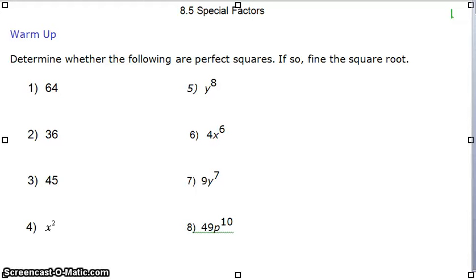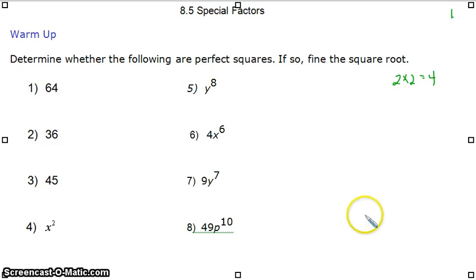Okay, 8.5, special factors. Let's start with our warm-up here. It says, determine whether the following are perfect squares. Okay, well, what is a perfect square, Miss Roman? Perfect square, remember, is any number times itself will give you that number.